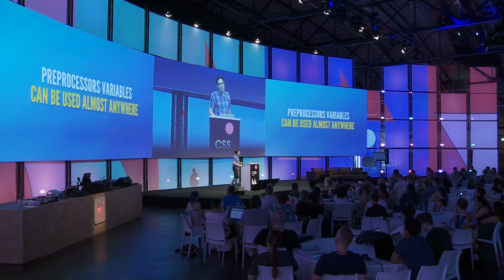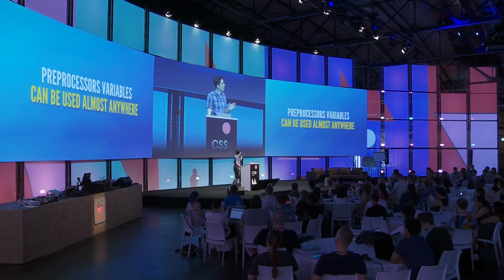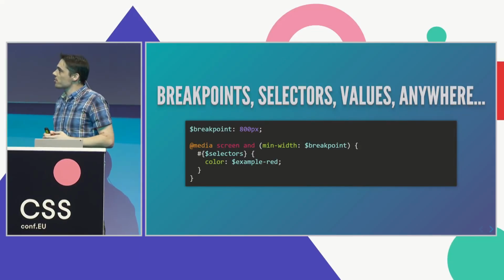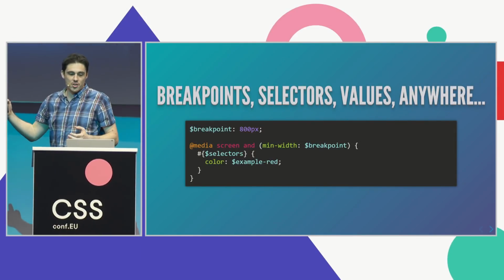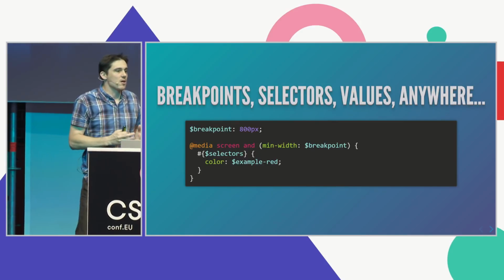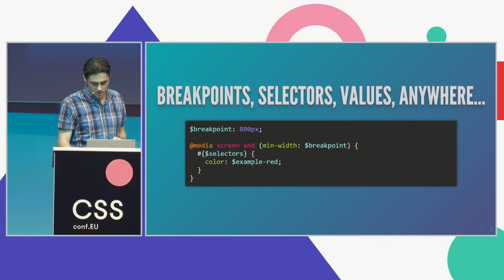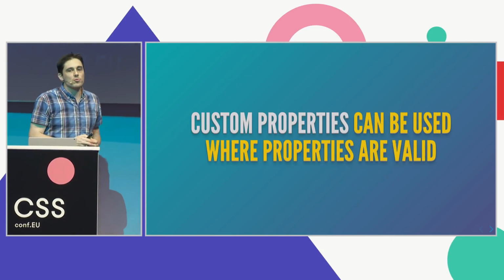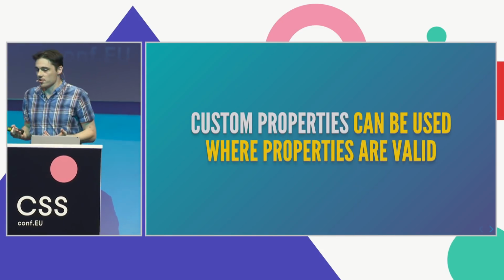And in preprocessors, you can define a variable almost anywhere. This means outside declaration blocks, inside media rules. You can even use them as part of a selector. And all of those examples would be invalid with custom properties. So custom properties have the same rules about where they can be used as normal CSS properties.